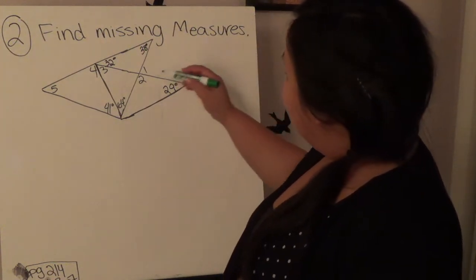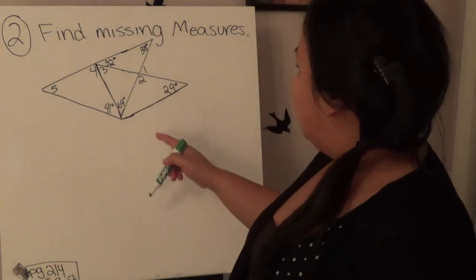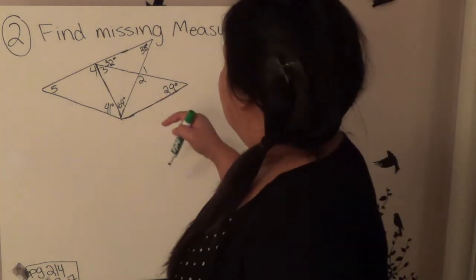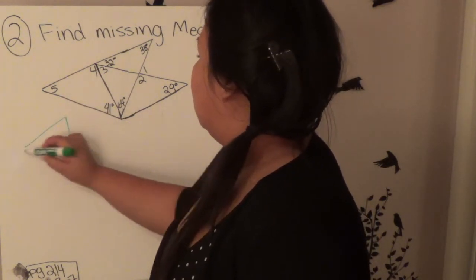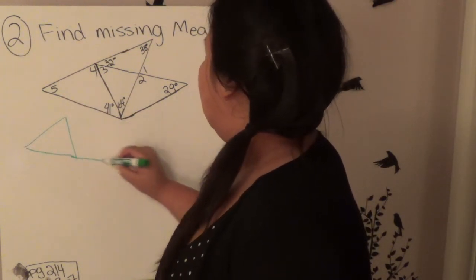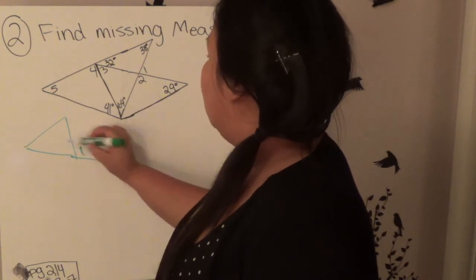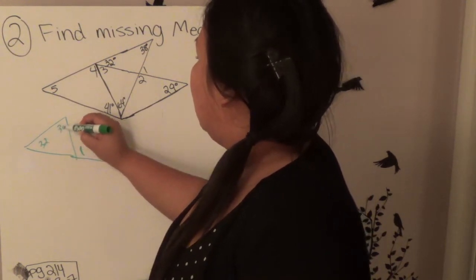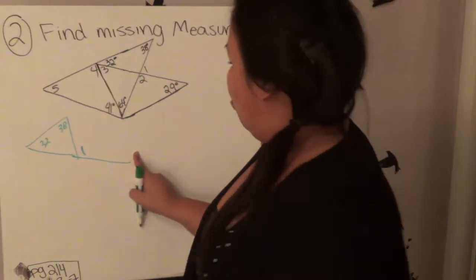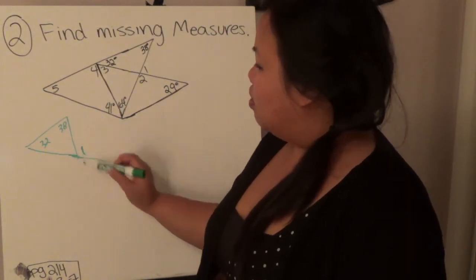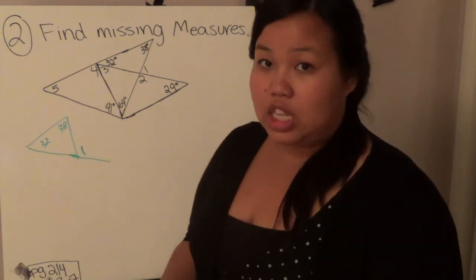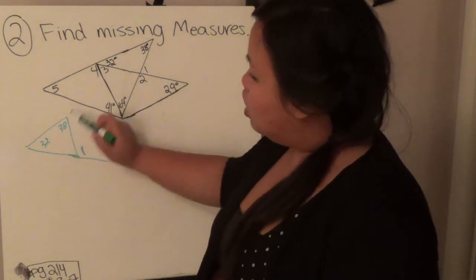Now, I'm going to redraw it so you can see it. It looks like this. So this is angle 1, this is 32, and this is 38. Angle 1 is an exterior angle. Do you see that? I know it's hard to catch, but it's an exterior angle to these two.